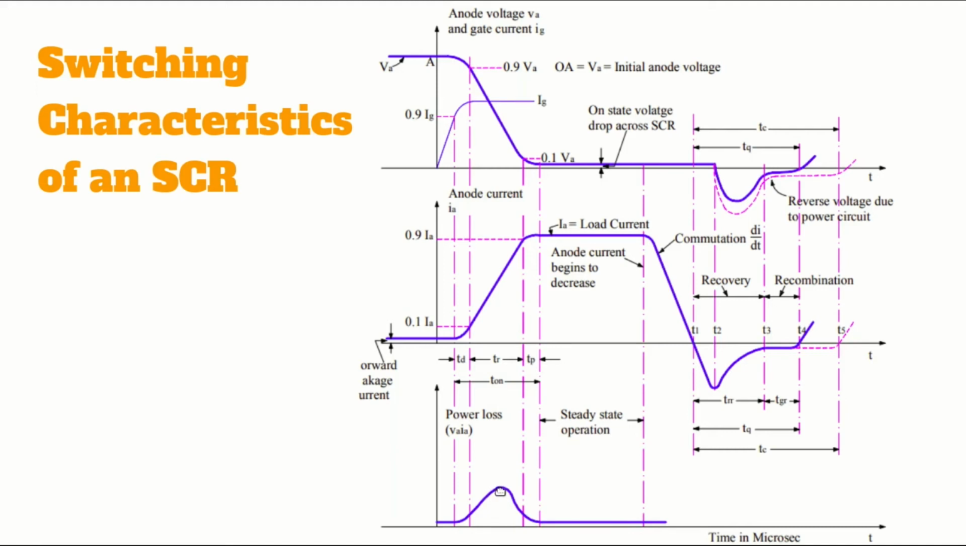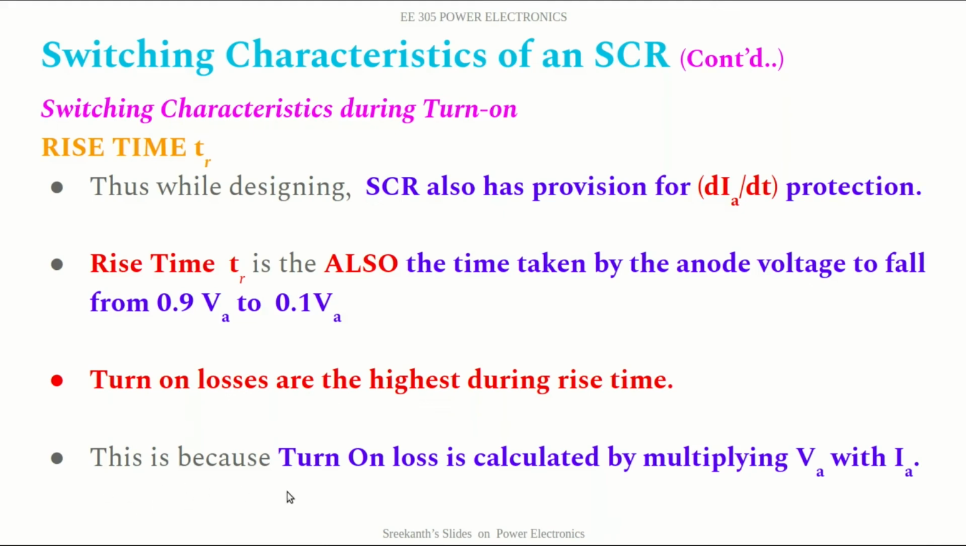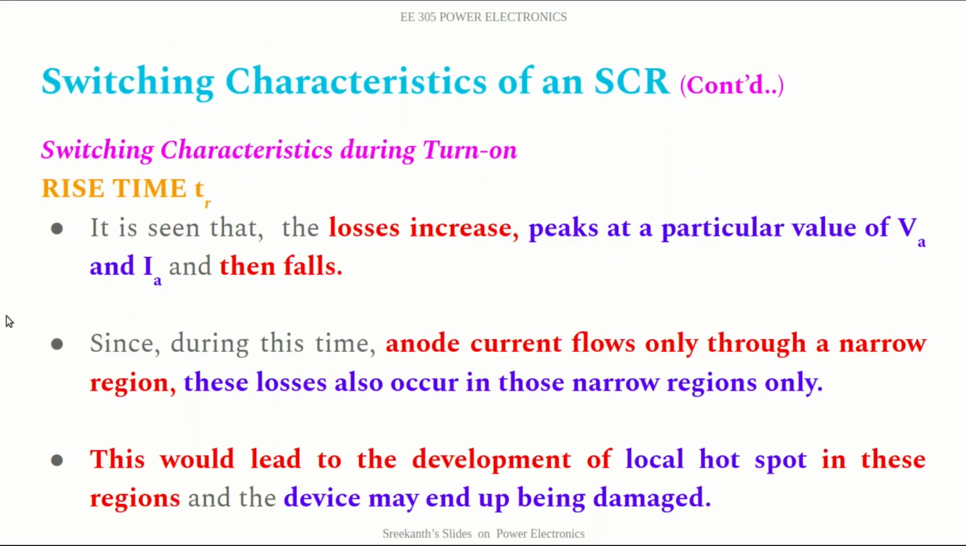Now why is it happening? Because you can see that at every point VA gets multiplied with IA and it starts to build up, peaks at a particular value and then falls down. This is because turn-on loss is calculated by multiplying VA with IA. It is seen that the losses increase, peak at a particular value of VA and IA and then fall.